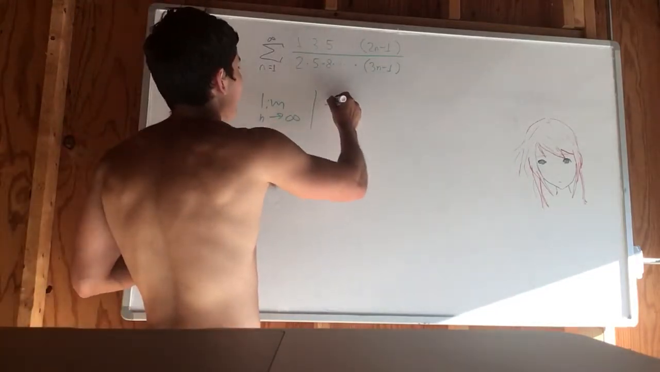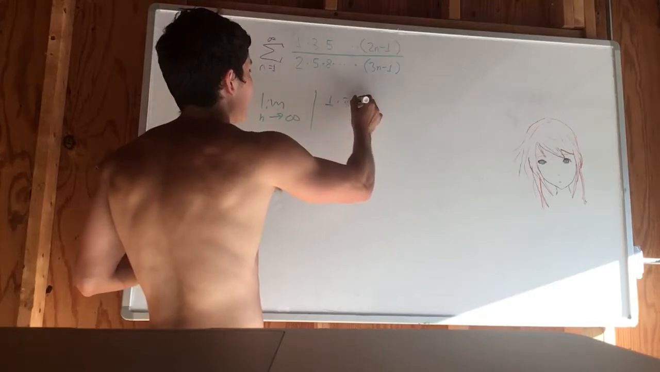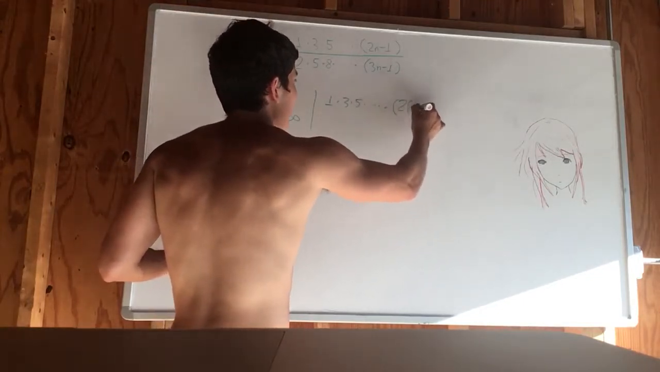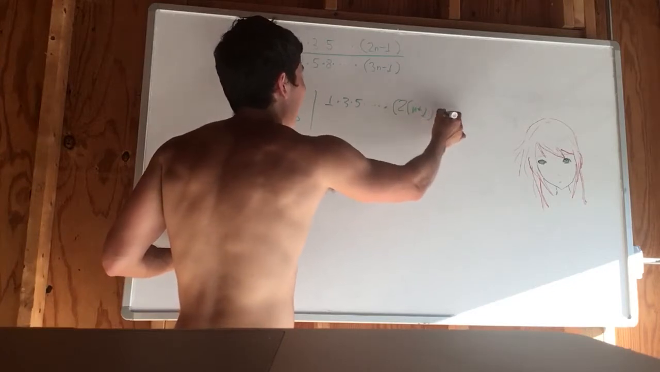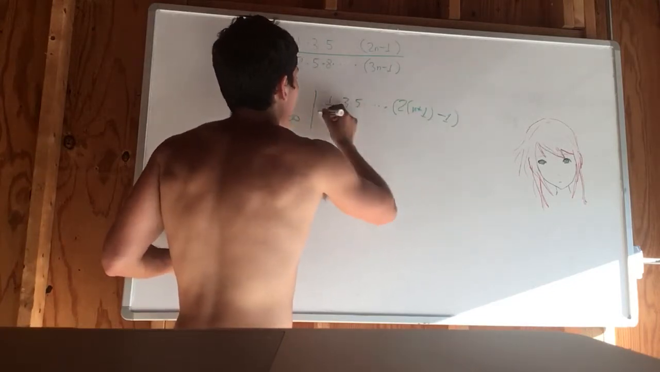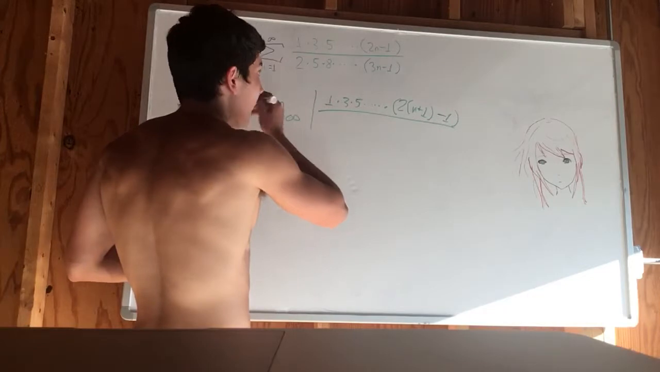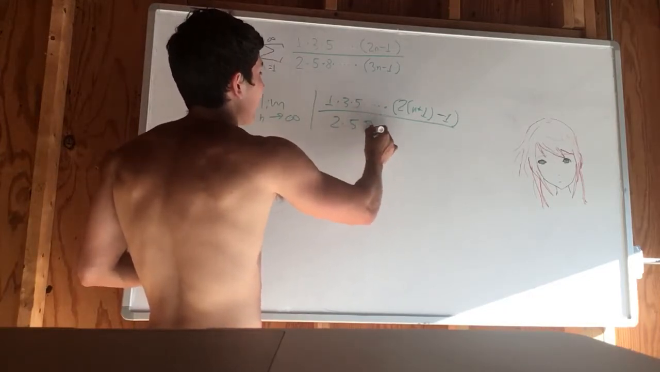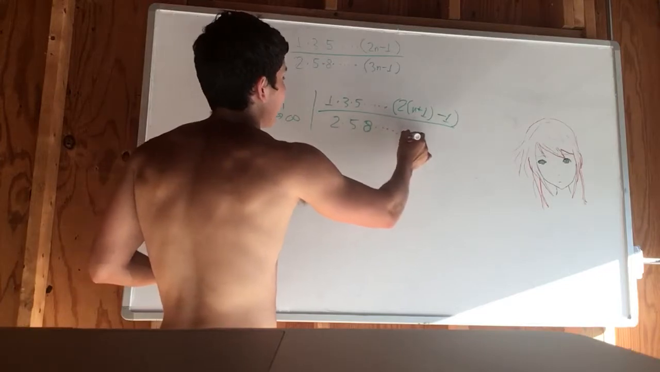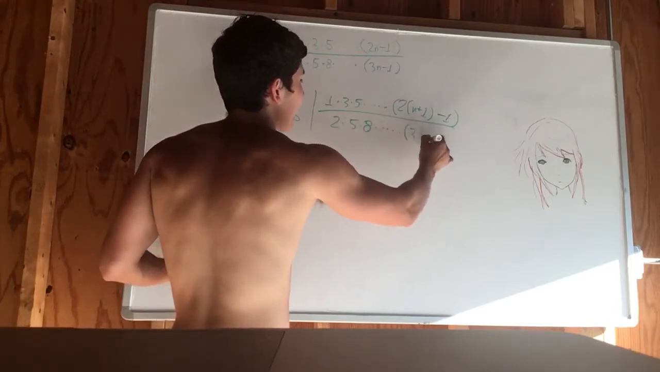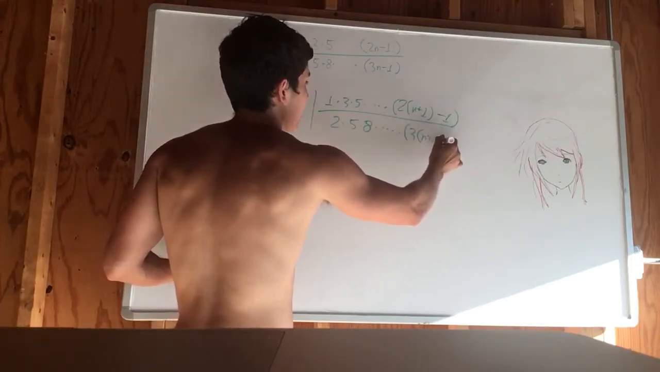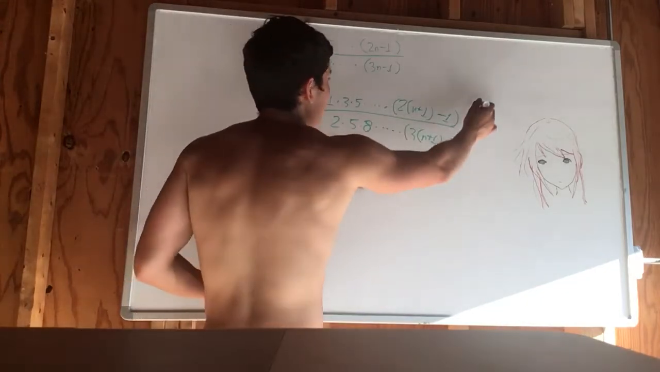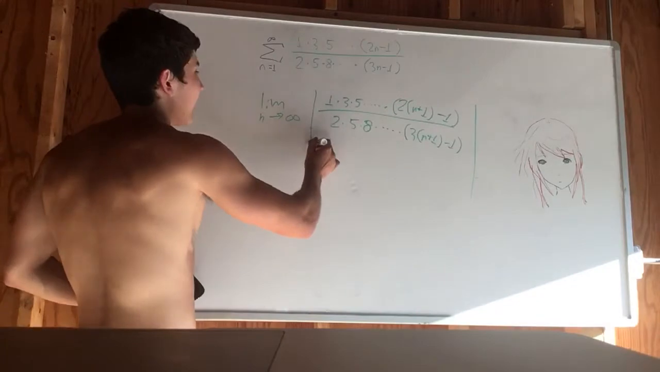So the numerator is this thing, 1 times 3 times 5 times dot dot dot times 2, and then we have n plus 1 where we see an n, like that. That's going to be the numerator of the numerator. So this is dot dot dot times 3, and then we have an n, so we plug in n plus 1 into that, like this. And so that's our numerator.